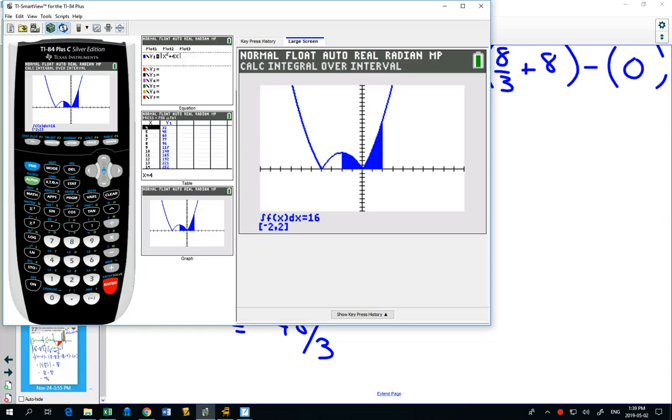But you could also use your calculator to check the different parts. Should negative 2 to 0 be the value that I got? Should 0 to 2 be the value that I got? And I find that it's really nice if you have a resource that helps you check things, but you're still trying to do everything mathematically on your own as well.